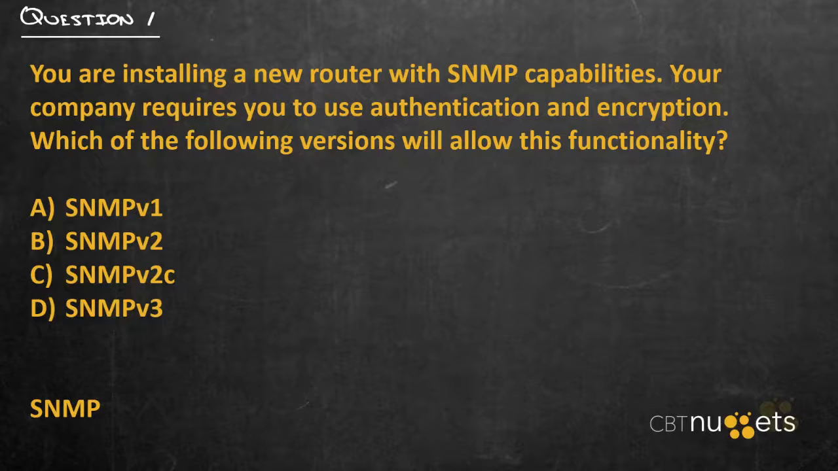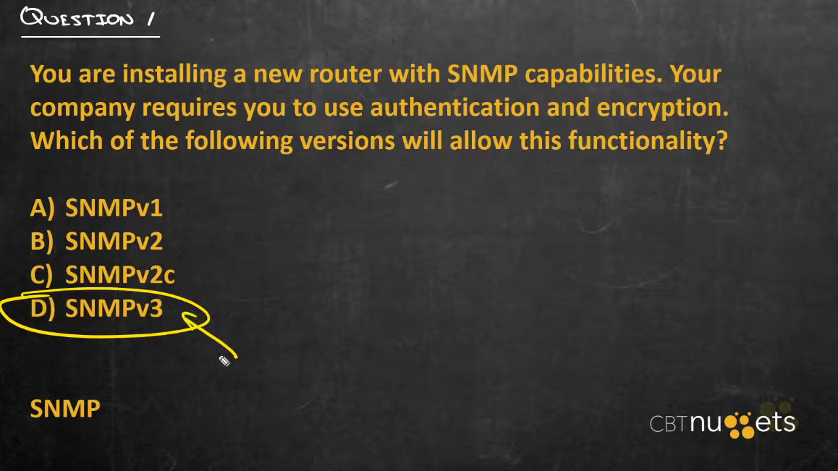You are installing a new router with SNMP capabilities. Your company requires you to use authentication and encryption. Which of the following versions will allow this functionality? And the answer is D, SNMP version 3. That was the big step forward.